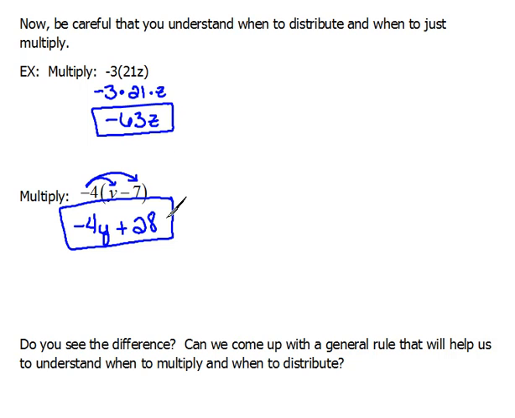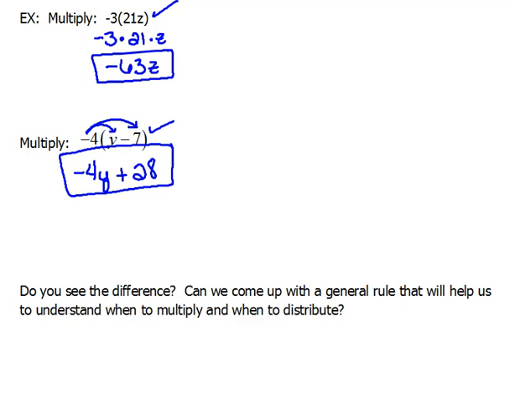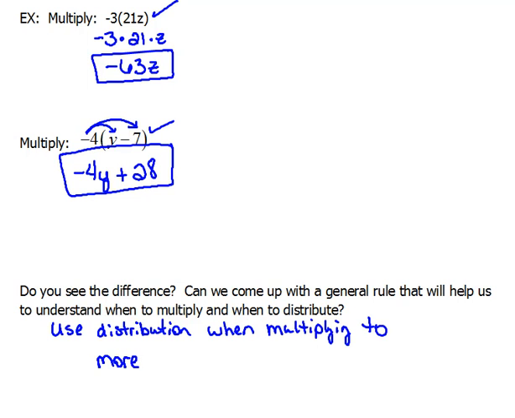Okay, now looking at these two original problems here, can we come up with sort of a general rule that will help us to understand when we multiply and when we distribute? Did you notice that here we're multiplying to one term? Here we're multiplying to two terms. So we will use distribution when multiplying to more than one term. That's the key that we have to understand.